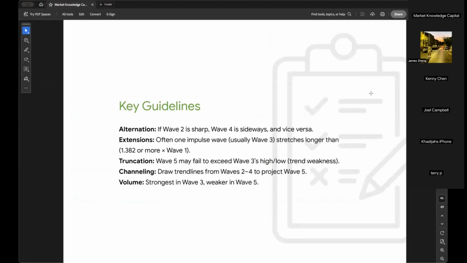Okay, and that brings us on to our next point. So key guidelines. Always refer to this when you are looking at your waves. So if wave 2 is sharp, the wave 4 will usually be sideways. And this refers back to what I said, they're never ever going to look exactly the same. So if you've got one pattern that's really corrected in a very sharp way, let's just say you've identified your first wave and you've got a really sharp pullback, but within that you've got a 1, 2, 3.